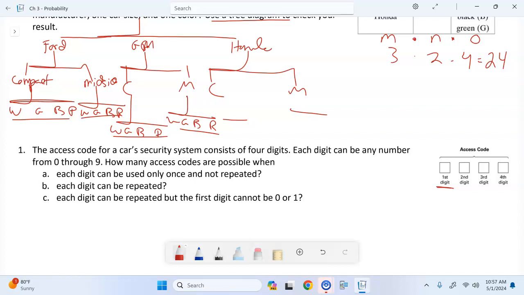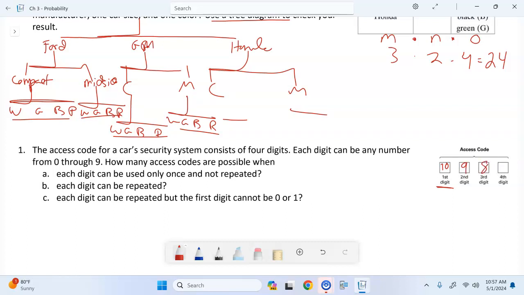I could use any of my digits, 0 through 9. So I have 10 different options I could choose. Now for the second digit, I can't use whatever was used in the first one. So how many options do I have to choose from now? 9. And then for the third digit, I can't use either of those two. So how many do I have to choose from?